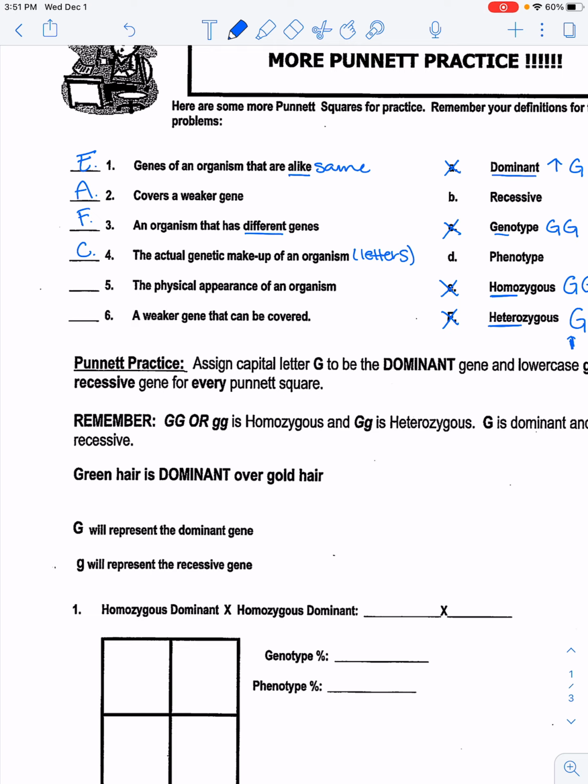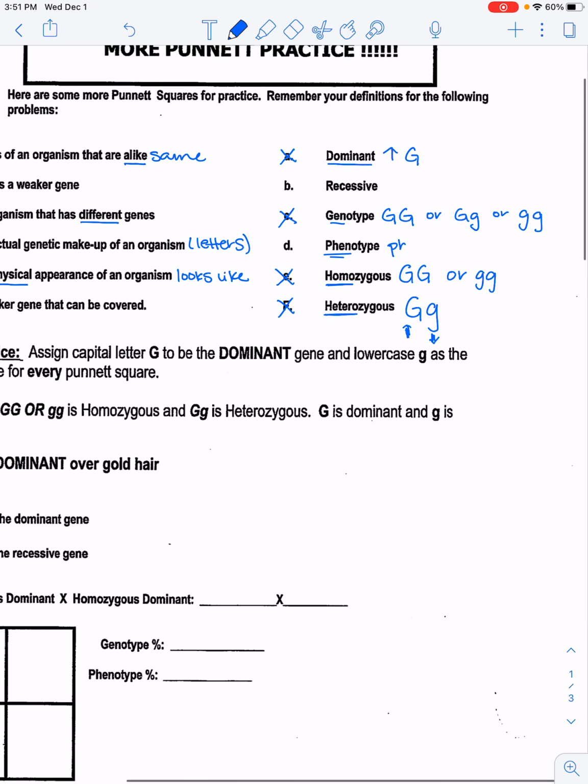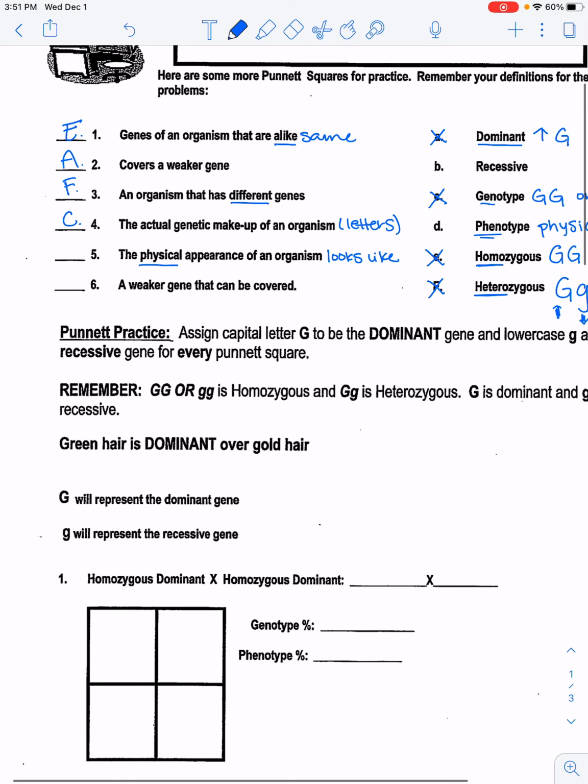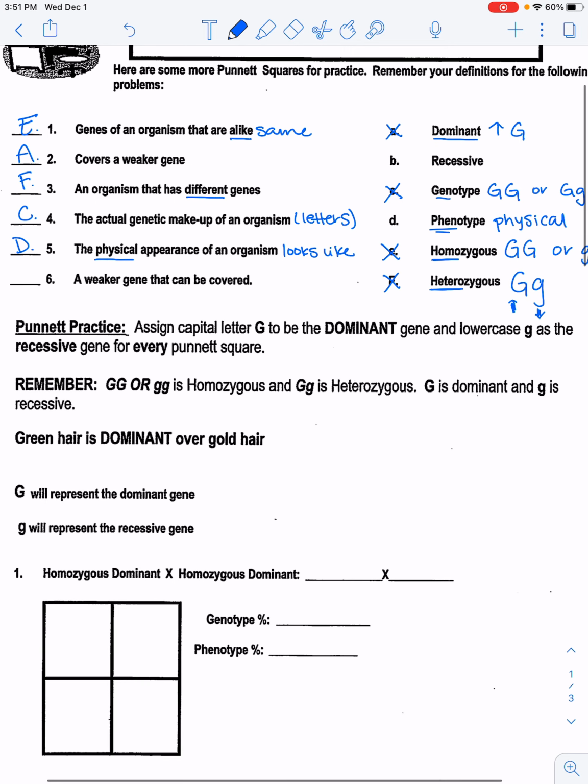The next one is the physical appearance of an organism, and this is what it looks like. That's going to be the phenotype, and you're going to think that the phenotype is the physical trait. You can look at someone and see their phenotype, but you cannot tell their genotype just from looking at them. So the phenotype is physical, it's what you see.